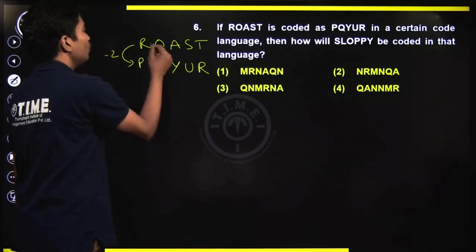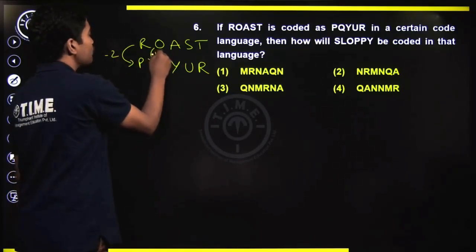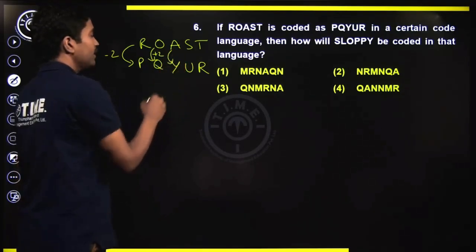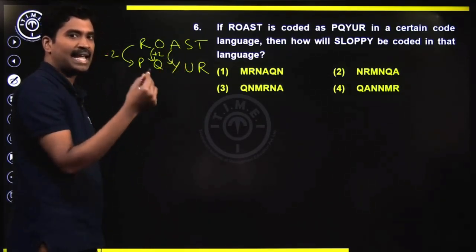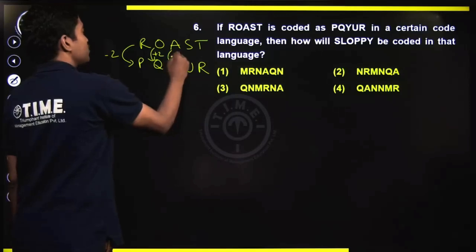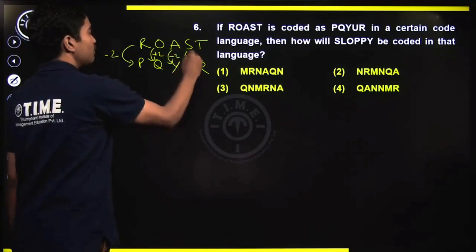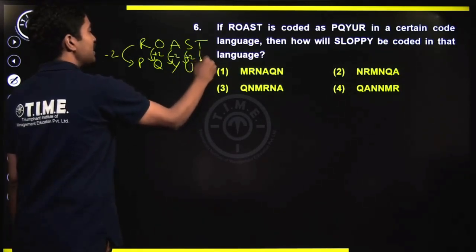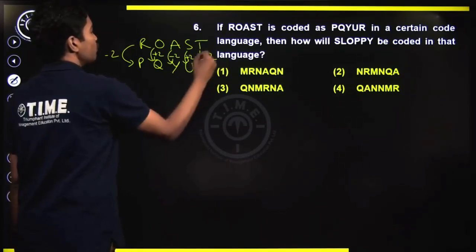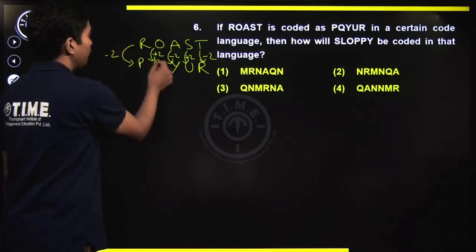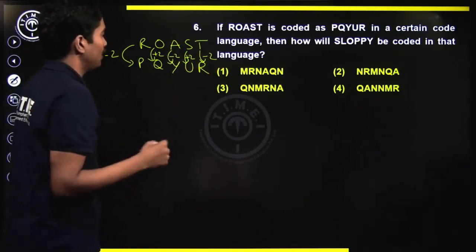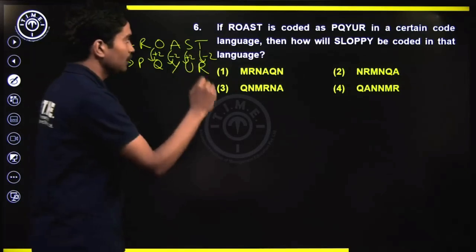What about O? O, P, Q, O plus 2 gives me Q, fine. What about A? W, X, Y, Z, A, Y plus 2 gives me A, so A minus 2 gives me Y. What about S? S, T, U, S plus 2 gives me U. Similarly T, R, S, T minus 2. So we see the pattern: minus 2, plus 2, minus 2, plus 2, minus 2. Very clear pattern.